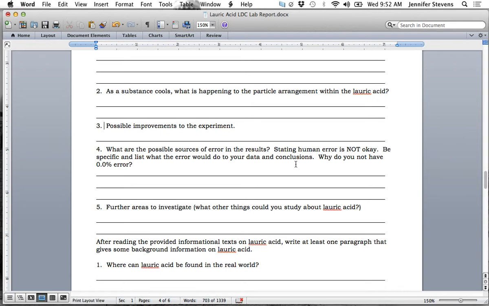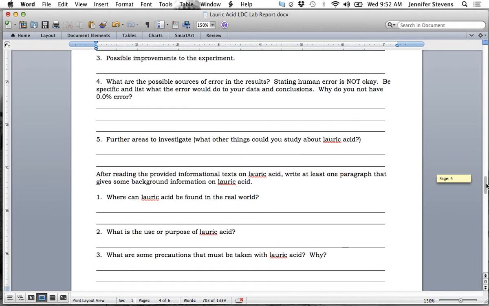In other words, why isn't your percent error 0? Okay, that's basically what you're trying to answer. But it can't be a human mistake, because with a human mistake, you would just go back and restart the lab. All right, further areas to investigate.